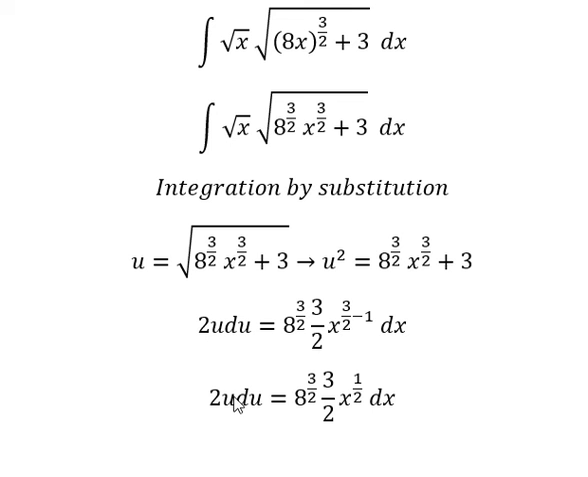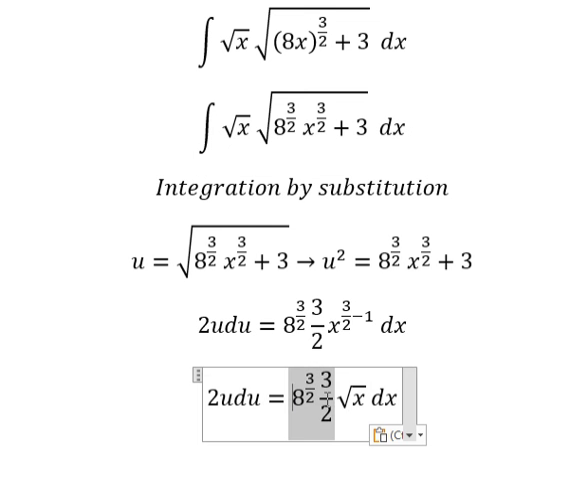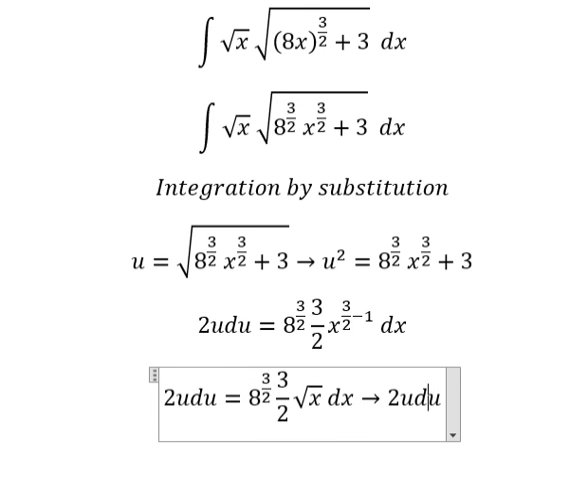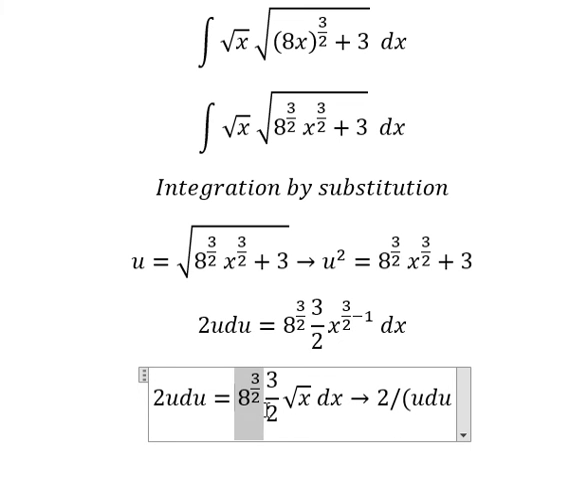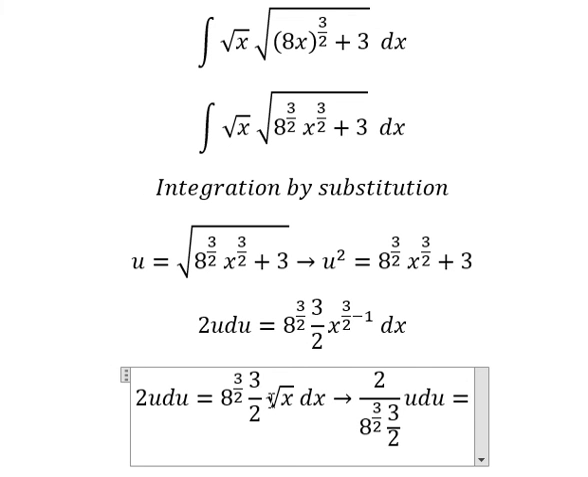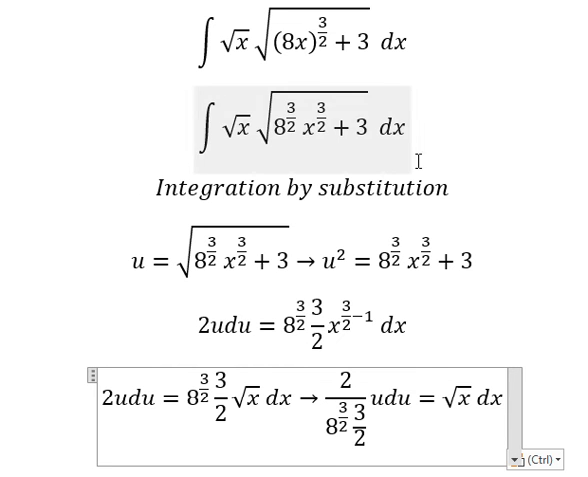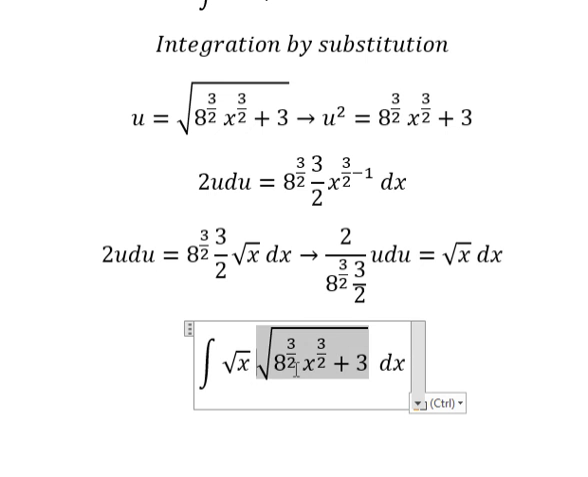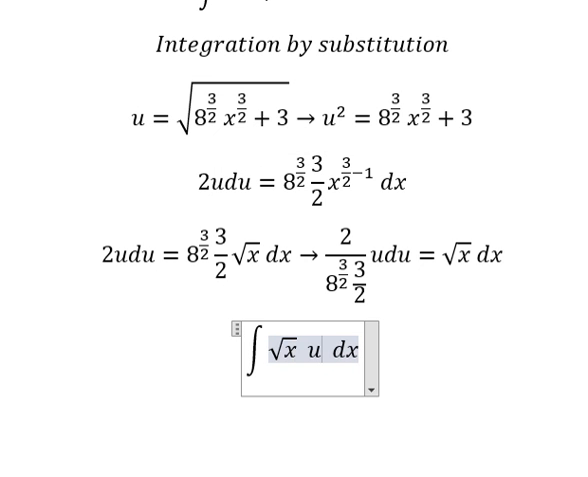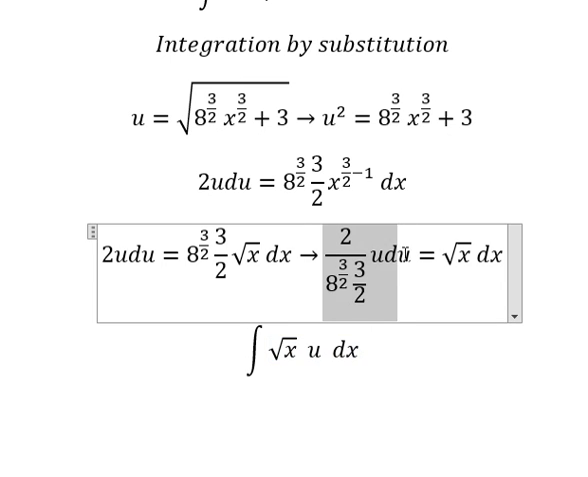We can move this one to the left because s to the power of 1 over 2 is the square root of s. So we just divide both sides by this one. This one we change to u. The square root of s ds we change to this one.